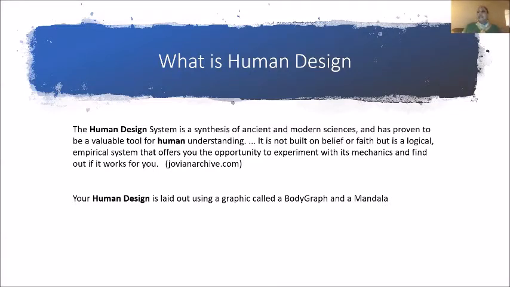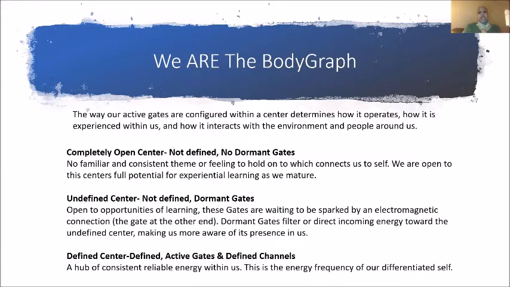And your human design is laid out with a graphic called either the body graph or the mandala. And this is the body graph. I think that's the one piece that's really important for folks to understand: every component of the body graph is part of what makes you, you. And the way our active gates are configured within a center determines how that center operates, how it's experienced within us, and how it interacts with the environment and with people around us.